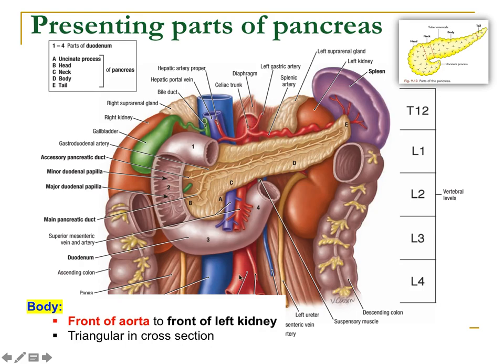Just in front of the aorta, you will find the body. If you see the cross section of the pancreas, it looks somewhat triangular. Though in this 2D structure you only see the anterior or posterior surface, it is triangular in structure.